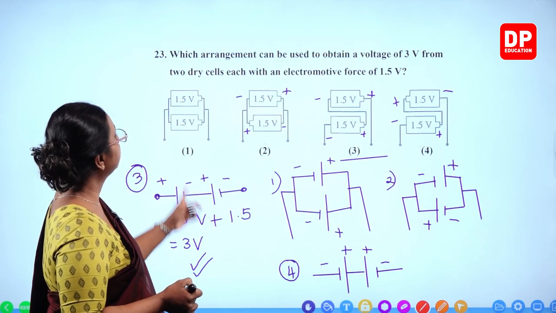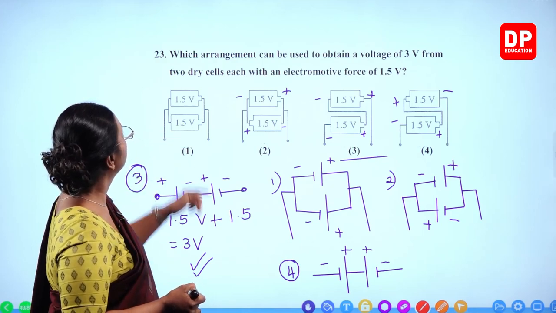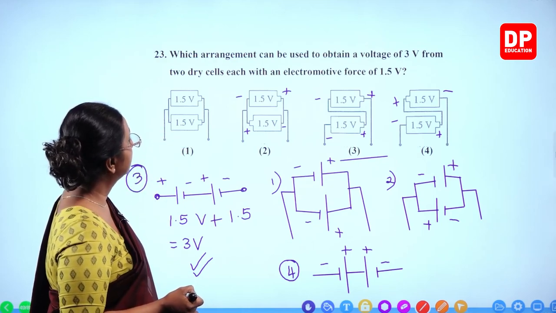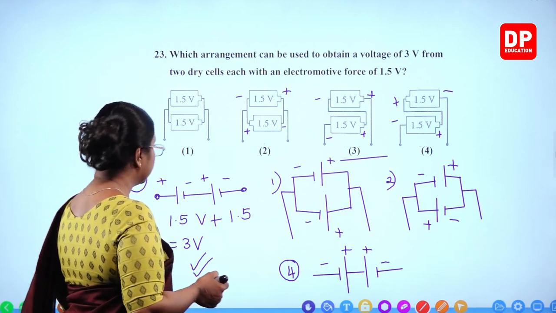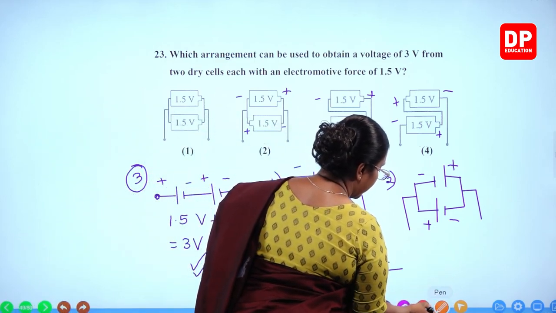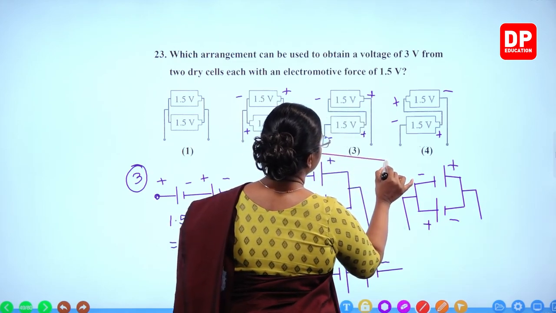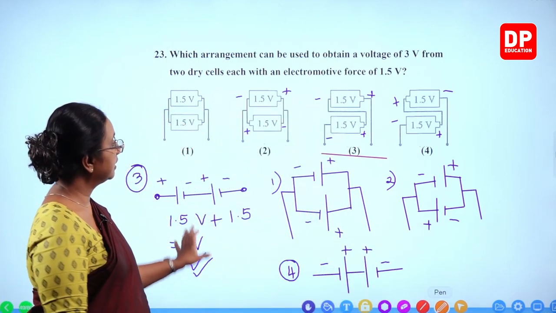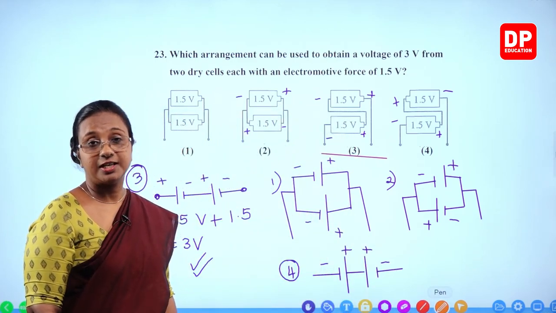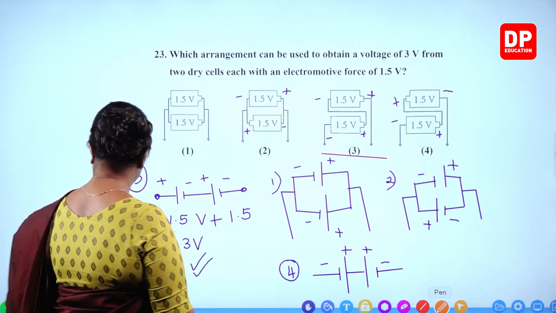That is the answer. Which arrangement can be used to obtain a voltage of 3 volt from 2 dry cells with an electromotive force of 1.5 volts? That is the third answer. I'll mark it with a different color. So, this is the answer there. Is that okay, student? The third method of connection. So, with that, I'll move on to the next question.